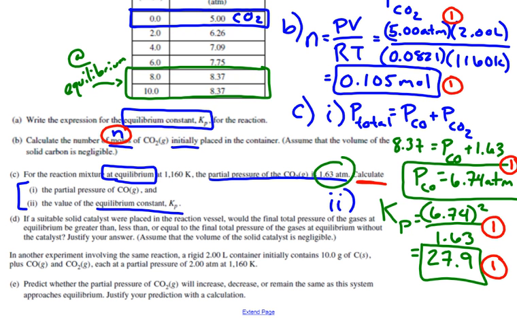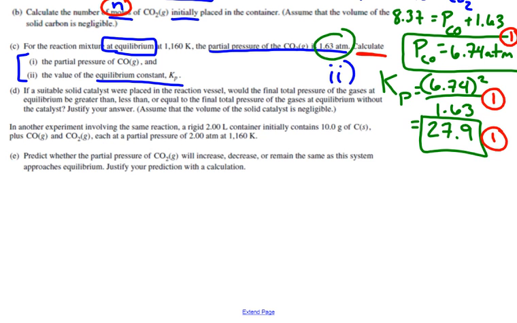If you accidentally put in the carbon from the beginning that it was a solid, you might have been able to rescue yourself because you noticed in double I that you weren't given anything about carbon, so maybe you'd realize that you should have crossed that out.